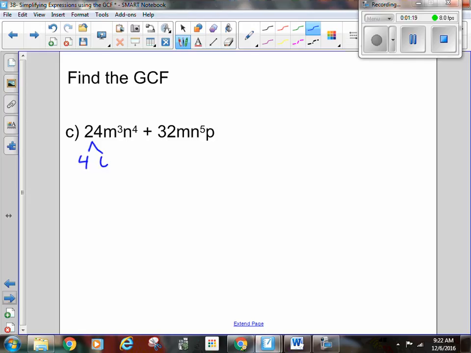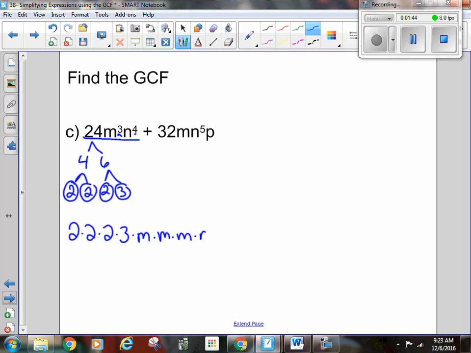I have 4 and 6, and 4 breaks into 2 and 2, which are both prime. I can't go any further. And 6 is 2 and 3. Can't go any further with those. So I'm going to rewrite my first term out as 2 times 2 times 2 times 3. And then m to the third, it tells me I have 3 m's, so 1, 2, and 3. And then n to the fourth, 1, 2, 3, 4.